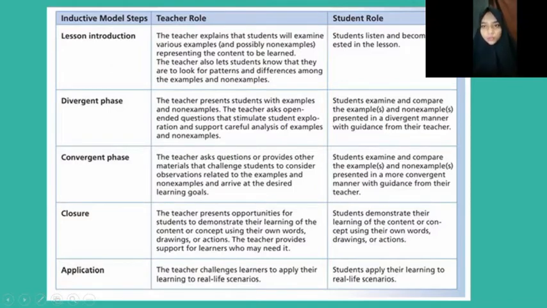And in the closure phase, the teacher presents opportunities for students to demonstrate the learning of the concept, and the students demonstrate the learning of the concept. And in the last phase, application, the teacher challenges learners to apply their learning to real life scenarios, while the students apply their learning and their knowledge to real life scenarios.